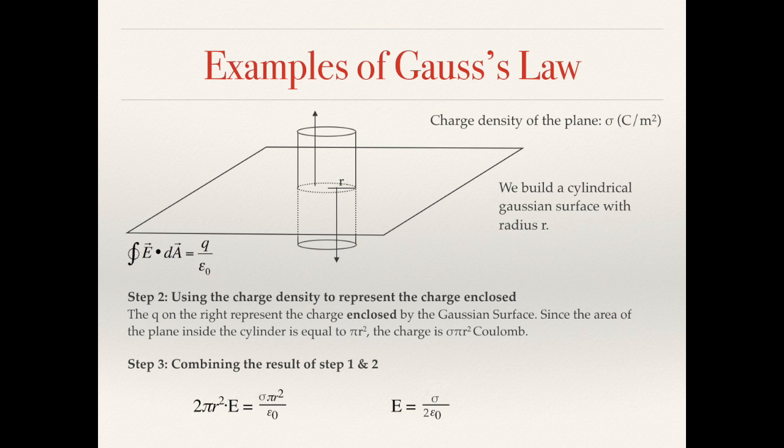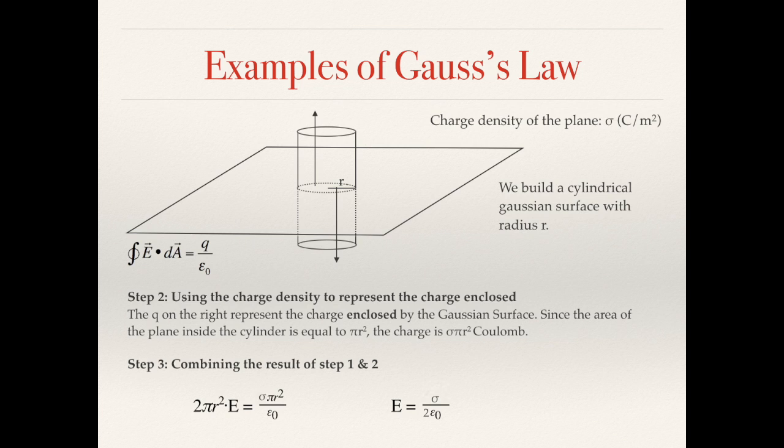So now we are going to combine the results of step 1 and step 2. 2 pi r squared times E is equal to sigma pi r squared over epsilon 0. As we can see, the r squared here cancels out, and we finally figure out that the electric field is equal to sigma over 2 epsilon 0.